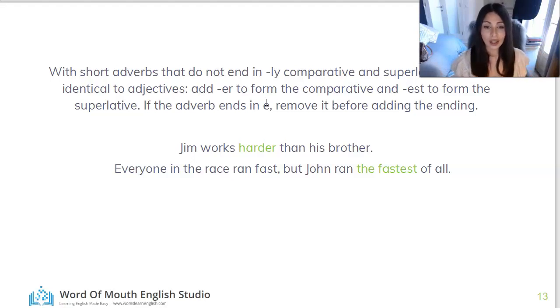So Jim works harder than his brother. Everyone in the race ran fast, but John ran the fastest of all. That means he was the number one. So he was the first. Yeah, he was the winner probably, anyway.